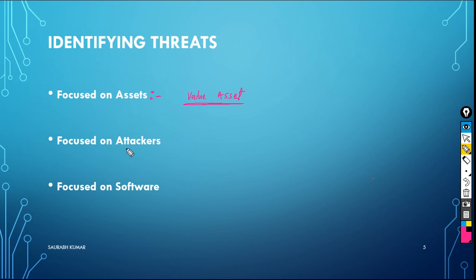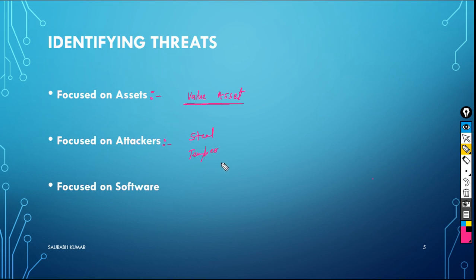Then we can also categorize by focusing on the attacker. Sometimes security professionals categorize the threat on the basis of the attacker, meaning they think about what kind of attacker may try to attack or gain access to our resources. What exactly do they want? Do they want to steal your data? Do they want to tamper with your data? What will they be trying to do?